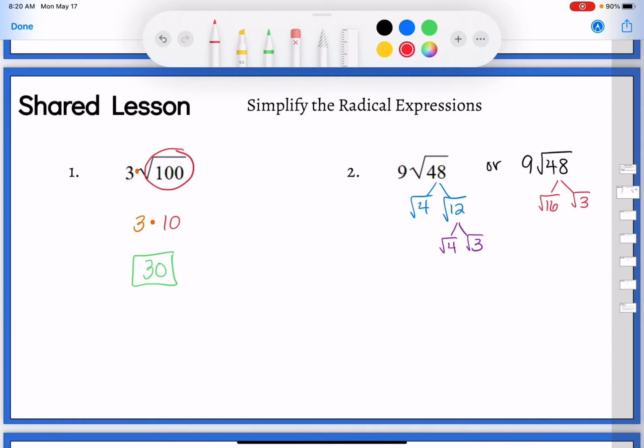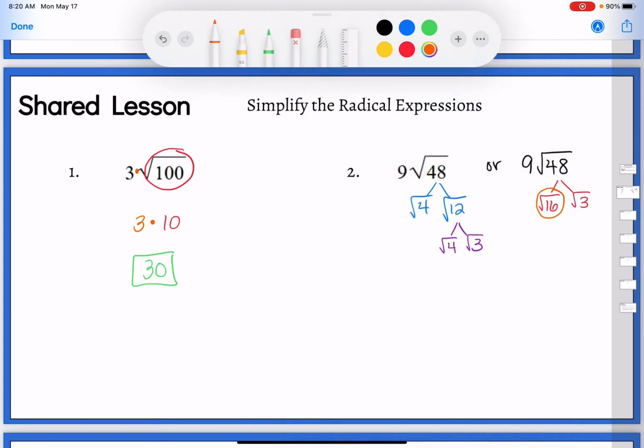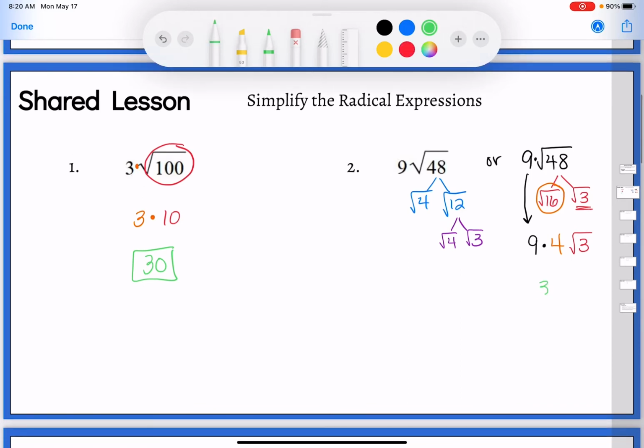I'll show you how these both work out. I'm going to start with the easier one over here on the right, because now I say, okay, well, the square root of 16, that's 4. I'm going to bring this 9 down out front, right, because this is really 9 times the square root of 48. So I'll have 9 times 4, but then the square root of 3 is not a perfect square, so it has to stay as the square root of 3. It can't change at all, right? Now I have 9 times 4 out in front. If I have those two numbers out in front, I'm multiplying them together. 9 times 4 gives me 36. So I have 36 radical 3 as my final answer.